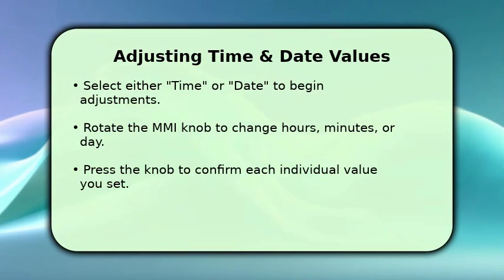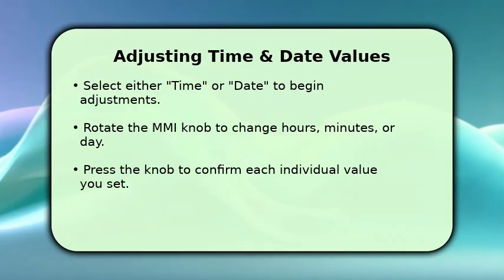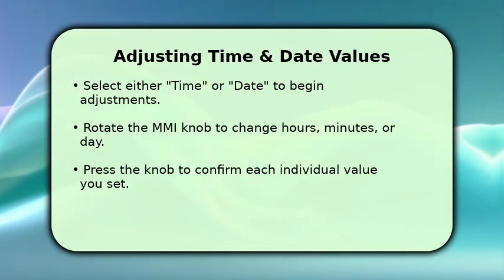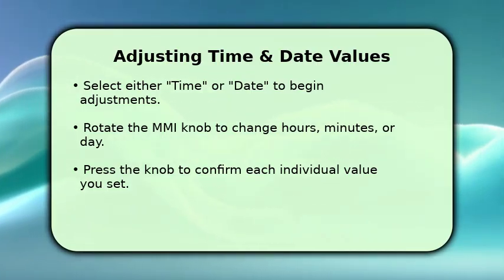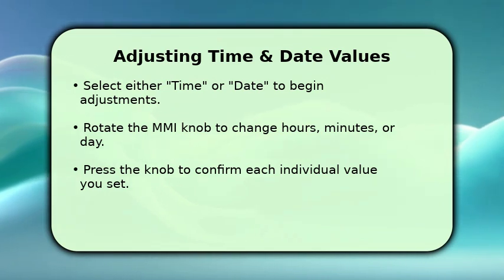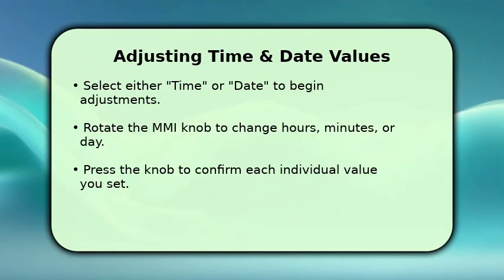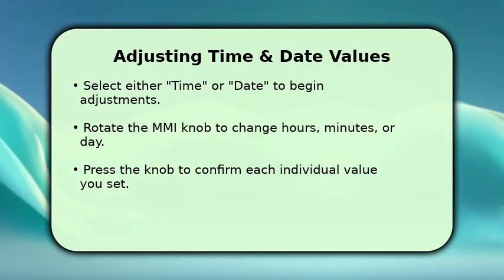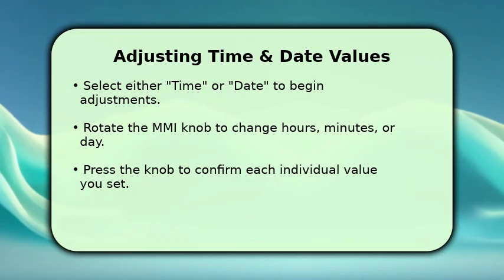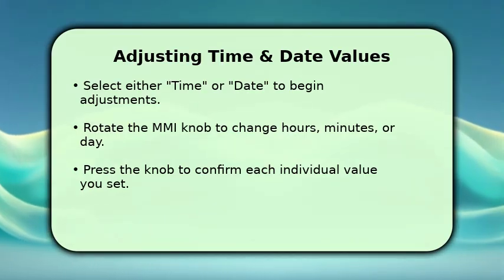Now you are in the Date and Time menu. You can select time to adjust the hours and minutes, or date for the day, month, and year. Rotate the MMI knob to change the desired value, for example, moving from 10 o'clock to 11 o'clock. After setting each part, press the knob to confirm it before moving to the next.